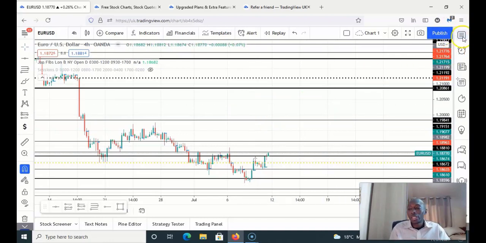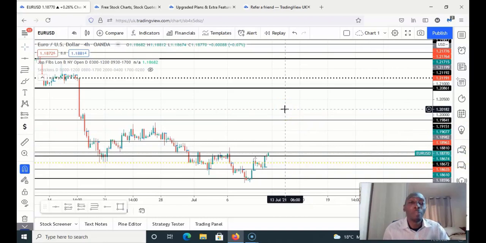And then all these things here, we've got the watchlist. You can put a watchlist of the ones you trade the most. This is the alerts, news, data window, hotlists, other ideas and stuff like that. And this is all for free, but I'll tell you the actual price if you want to upgrade.